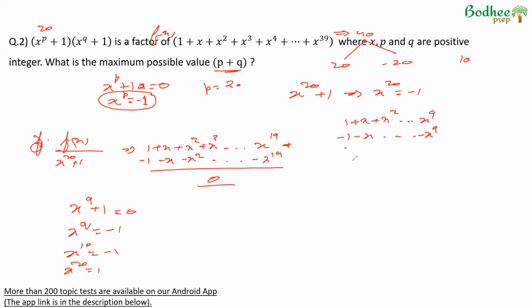They will be positive terms, and then the next 10 negative terms. So x raised to power 10 plus 1 is also a factor of f(x). So from here, I can say x raised to power 20 plus 1 is a factor of f(x). x raised to power 10 plus 1 is a factor of f(x). And therefore, the maximum value p plus q can take is 30.